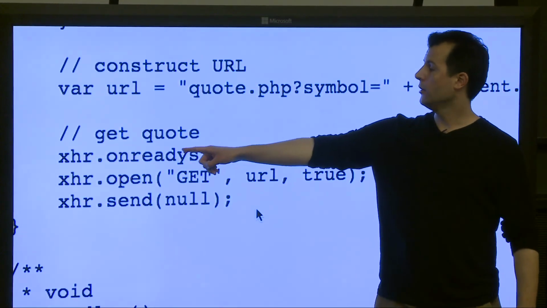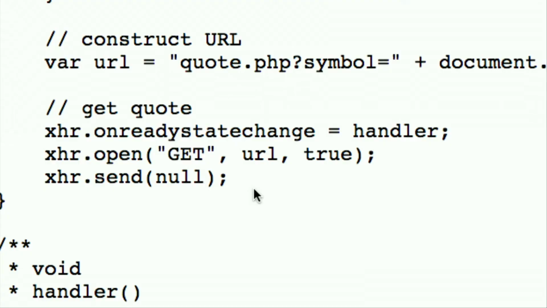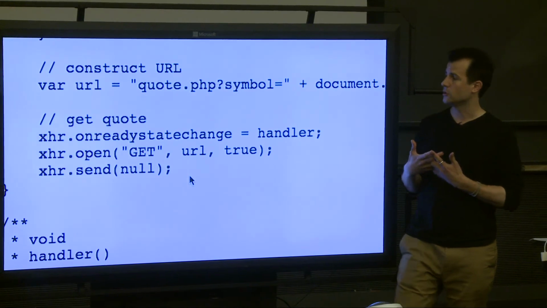Horrible property name, onreadystatechange. What am I going to call? My handler function. So in a moment, we'll see a function called handler. And this is just my way of saying, hey, special object, when you change state, when you turn on, when you turn off, call this function so I can check what's going on, is what that boils down to.